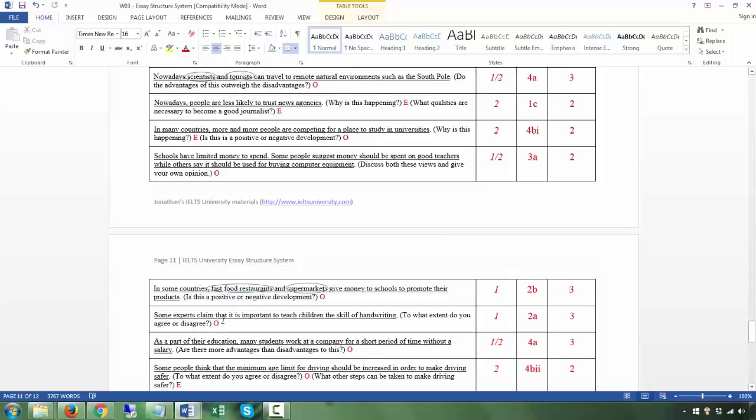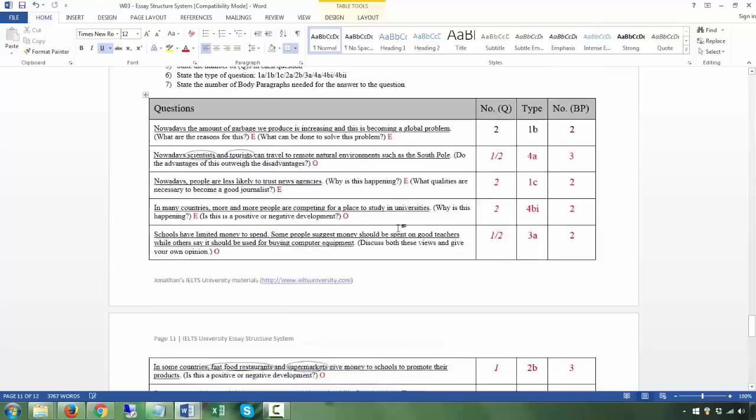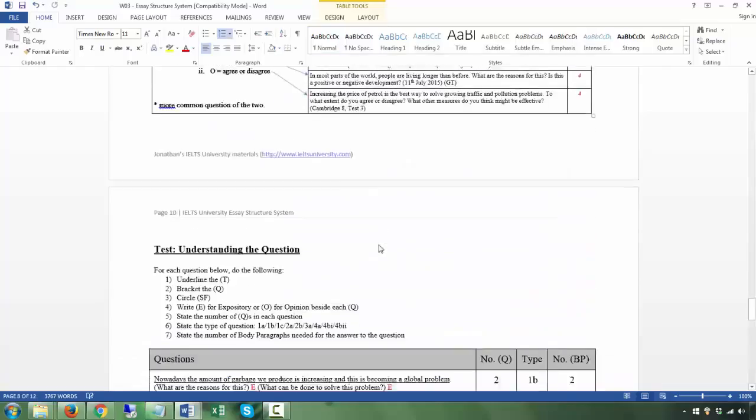Okay. Next, some experts claim that it is important to teach children the skill of handwriting. That's the T. This is the Q, and this is of course just one question. This question is an opinion question, and this is 2A. Just now this one was 2B. This is 2A. They ask you whether you agree or disagree.